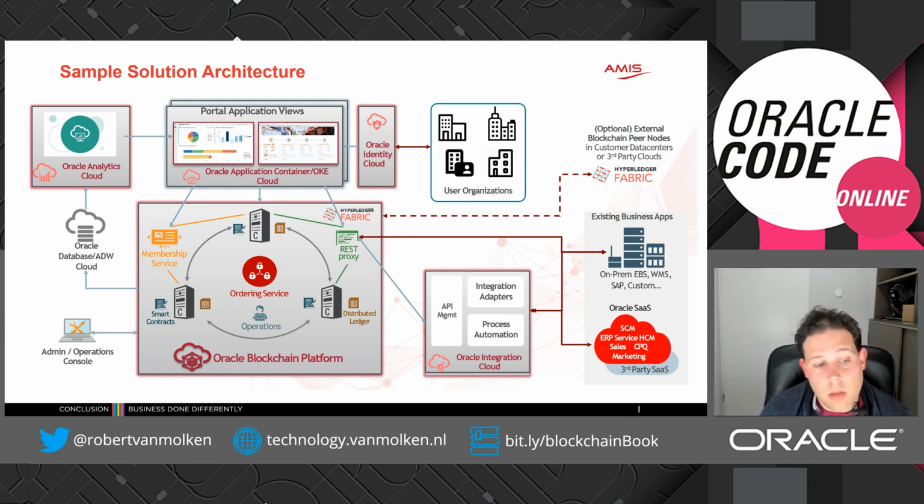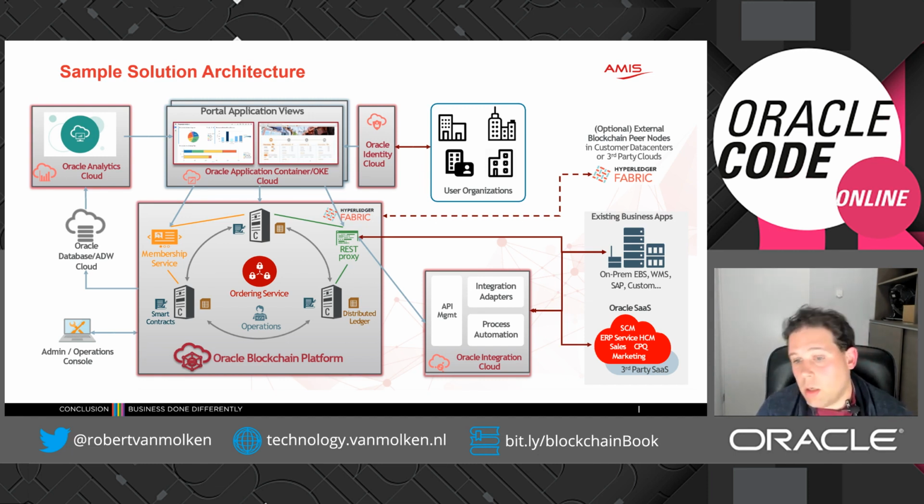It provides a console for admin and operations. We see that also in the left bottom of this image. And then on the top we see a portal application view, so we can use Oracle application container, or we can use Kubernetes Engine Cloud to run our custom front-end applications on top of that, or even our middleware APIs if we need that. And if you want to have end-to-end security like SSO, we can use the Oracle Identity Cloud to log into those applications, and also the Identity Cloud is used in the Oracle blockchain platform for our organizations and users of the blockchain.